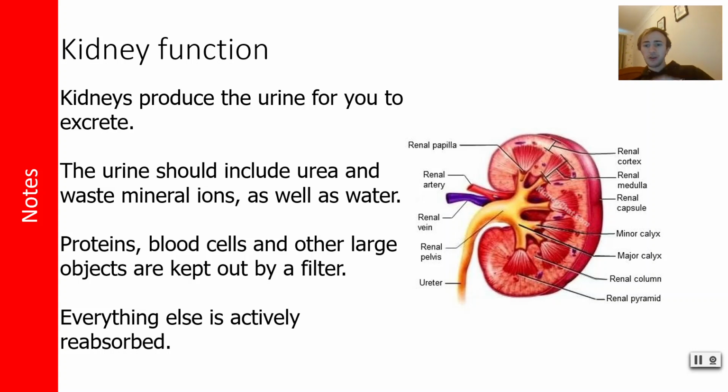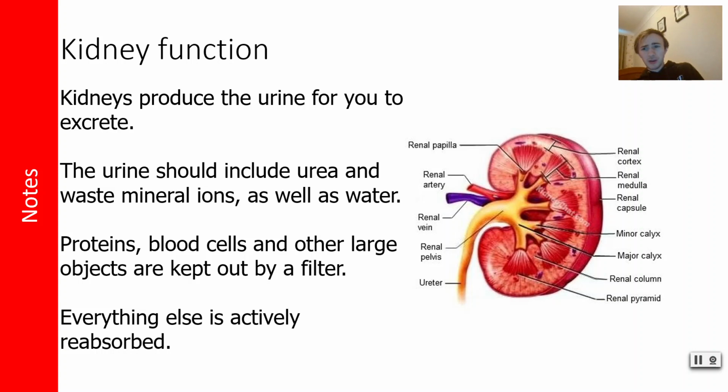Now, there's 2 stages to keeping things out that you don't want in the urine. So we need a lot of things not to go into the urine. We need blood cells not to go into the urine. If all of your blood cells went into your urine, you peed out all your blood, you die.